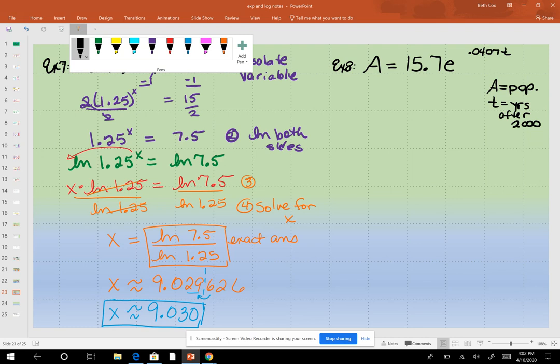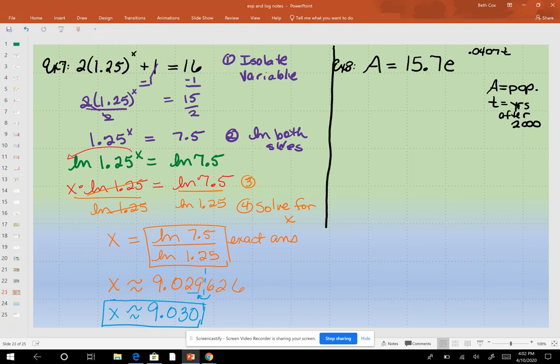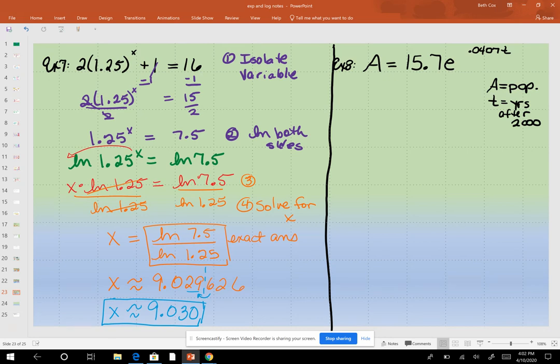But this last example, example 8, this is an equation from a word problem that is in your homework. And the A stands for the U.S. population. Okay, and so we are calculating using this population growth formula, and we're trying to calculate the U.S. population. And t is number of years after 2000.